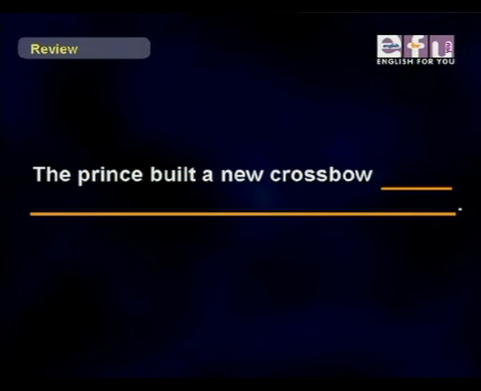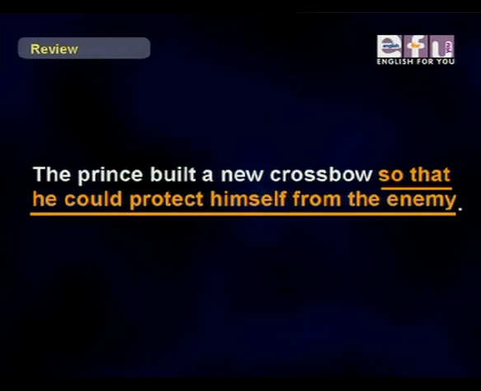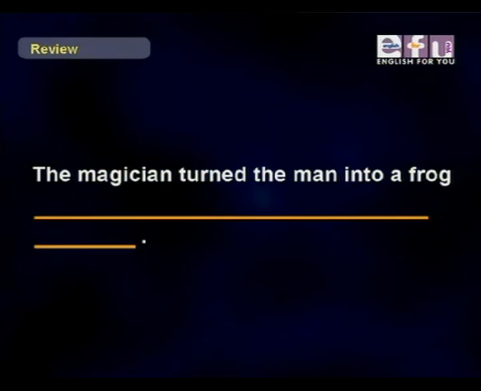The prince built a new crossbow, something. The prince built a new crossbow so that he could protect himself from the enemy. Wonderful. The prince built a new crossbow so that he could protect himself from the enemy. Rosa, one for you. The magician turned the man into a frog, something.